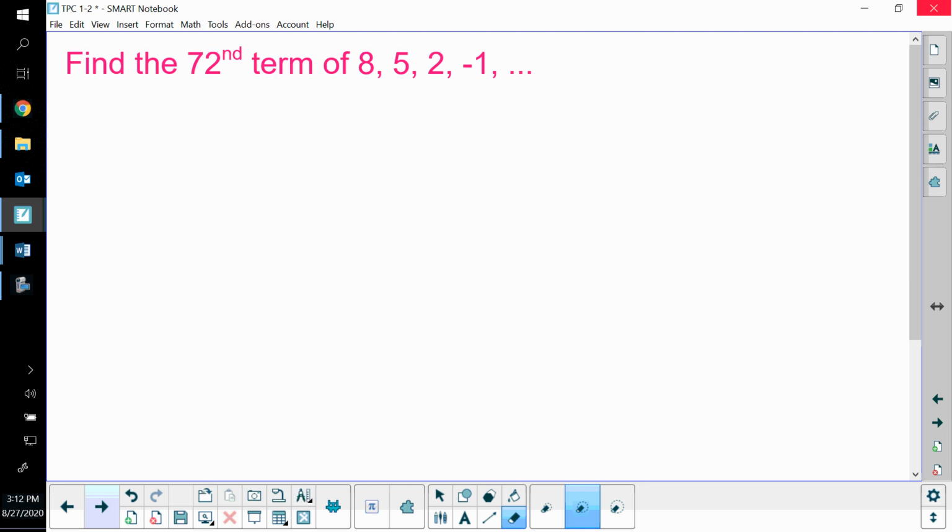Going down to the bottom, we're going to find the 72nd term. Let's see what our pattern is. We're subtracting 3 each time, so that tells us arithmetic. So our D is -3. If we couldn't just look at that and see it, we would do A2 minus A1. So we would have done 5 minus 8 to give us that -3.